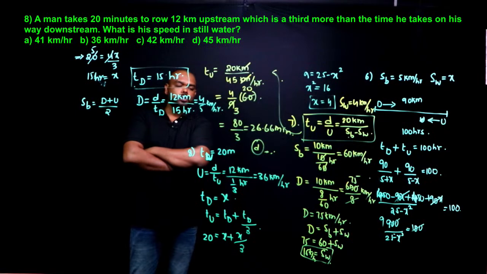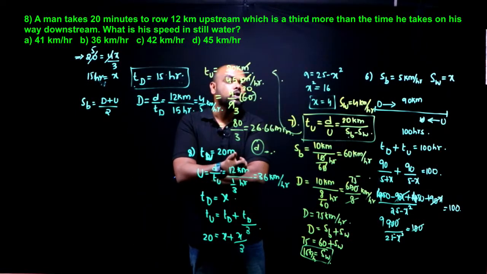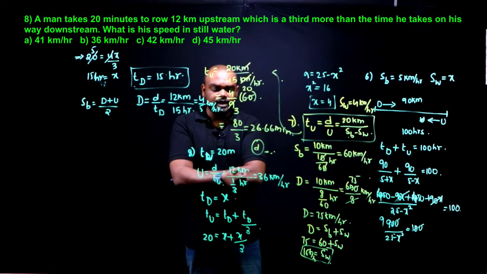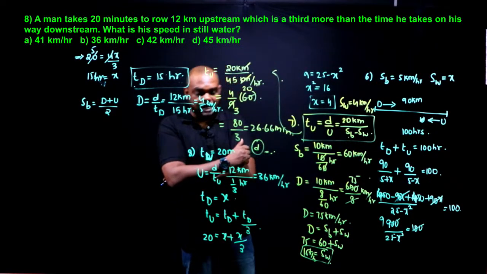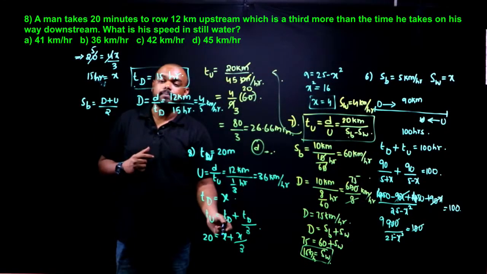Did I make some mistake? 20 minutes it is. That is fine. Just hold on, guys. 12 kilometers, okay, that's fine. 12 divided by 20 means 1 by 3. That is 36 kilometers per hour. That is also fine. Now I'll get the time. Here, what are we getting?